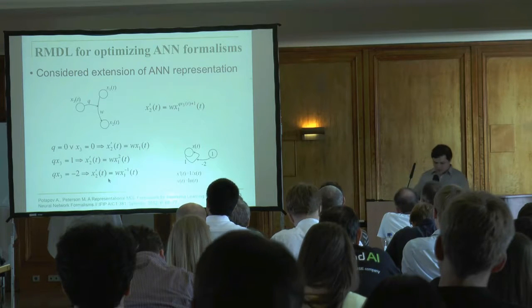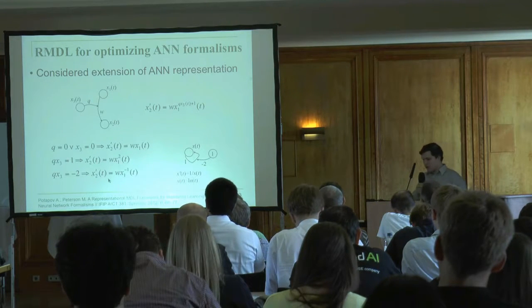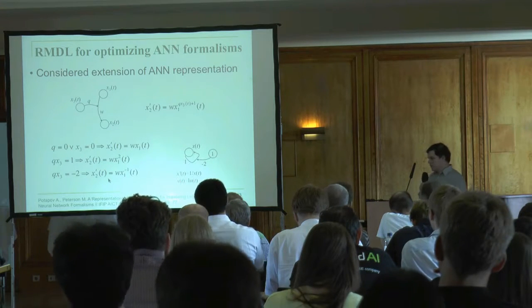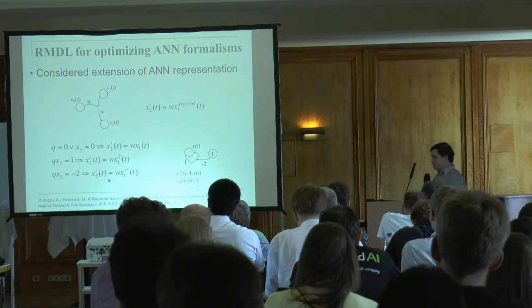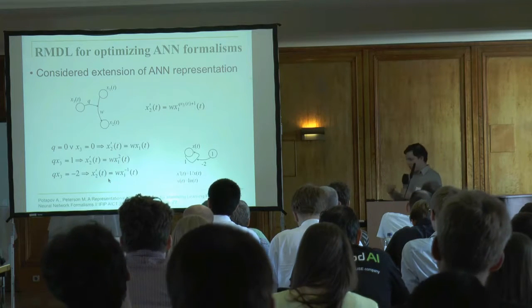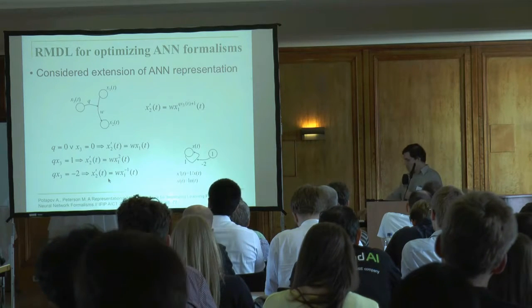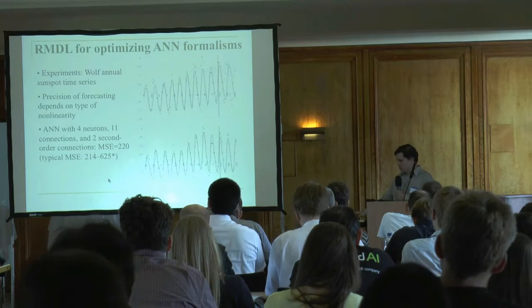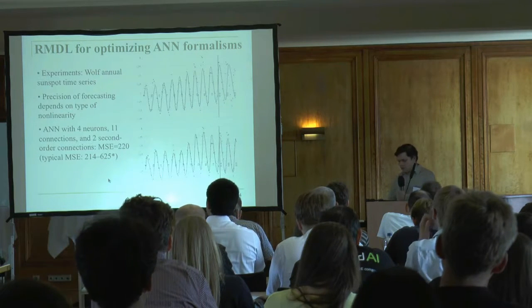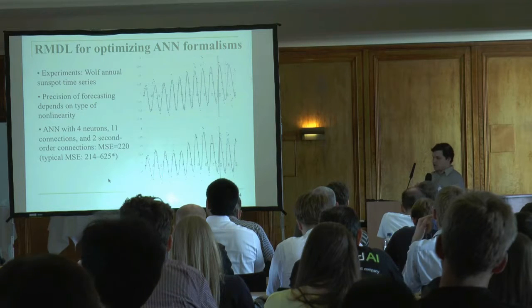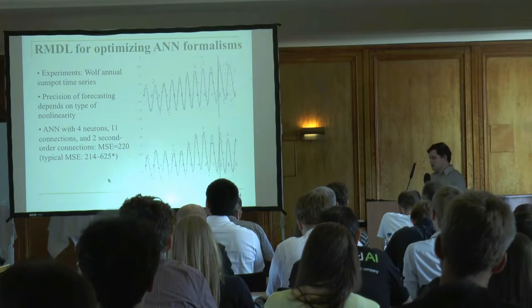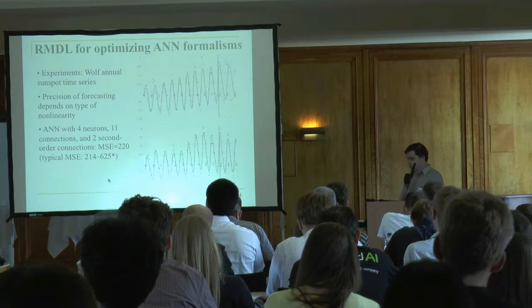There are some examples how we applied our RMDL principle in practice. For example, we tried to generalize the neural networks by introducing additional components in them, and tried to apply it in the problem of time series predictions and robot control.